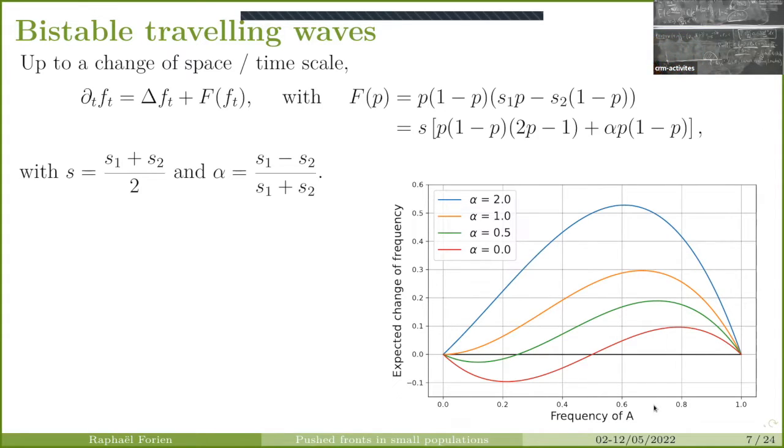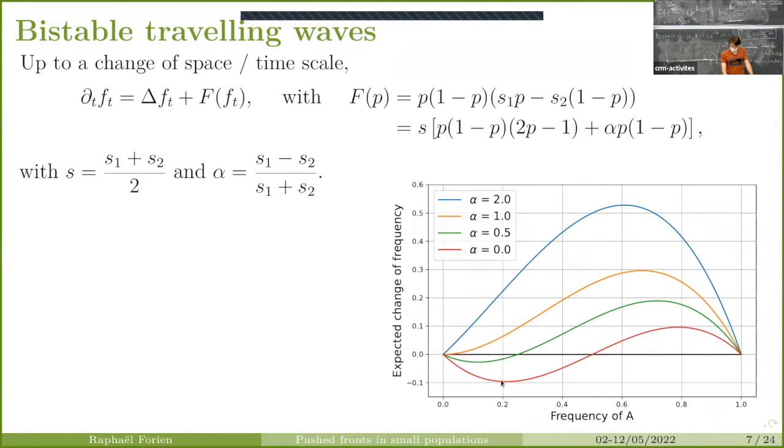And the reaction term that you get is p(1 minus p) times this function, and you can rearrange it easily and split it into a symmetric part and a Fisher-KPP part. And by symmetric, I mean that if you integrate this first part between 0 and 1, you get 0. And alpha here is (S1 minus S2) over (S1 plus S2). So alpha equals 0 corresponds to S1 equals S2. The alpha equals 0 case here is the red curve below. So this is the symmetric part of the function.